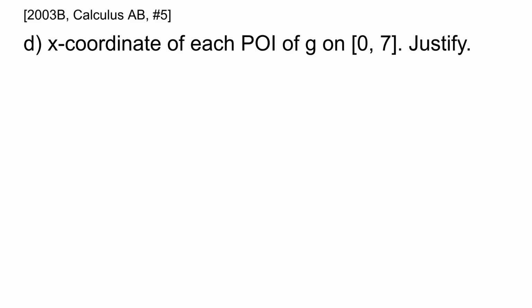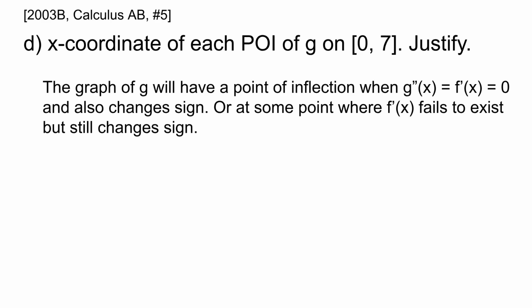In part D of this question, we are asked to identify the x-coordinate of each point of inflection of g on the interval from 0 to 7 and to justify. So the graph of g will have a point of inflection when g double prime of x, which is equal to f prime of x, is equal to 0 and also changes sign, or at some point where f prime of x fails to exist but still changes sign.